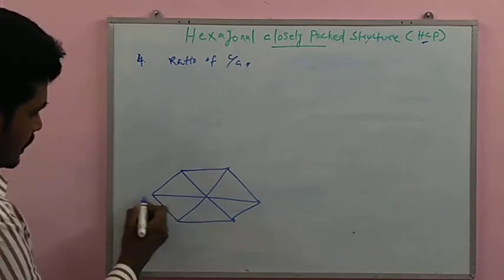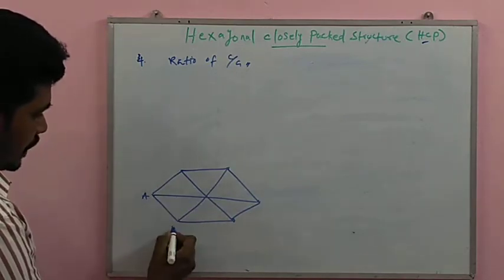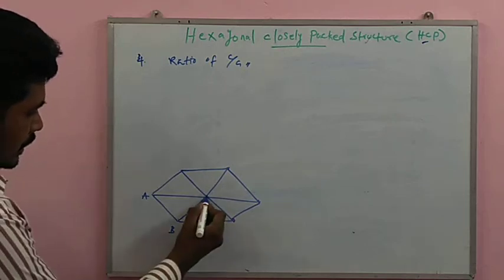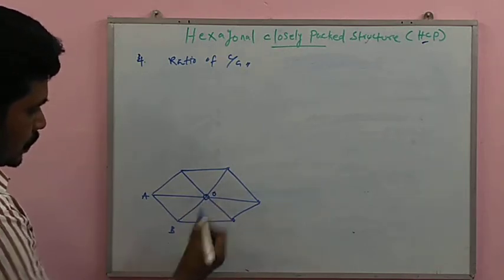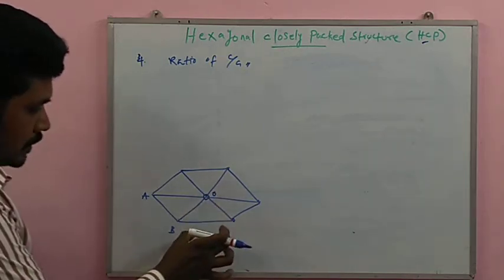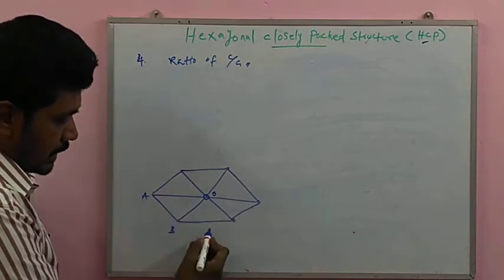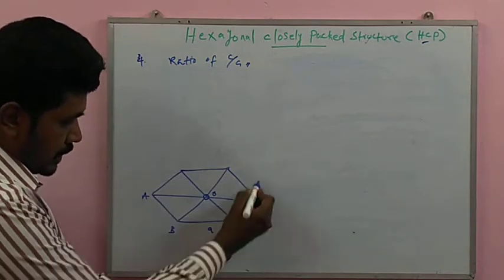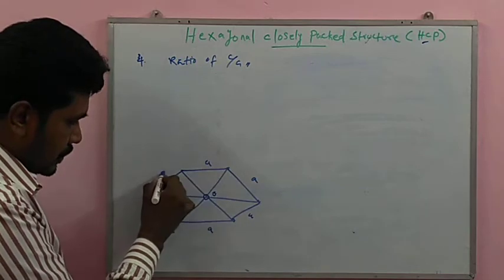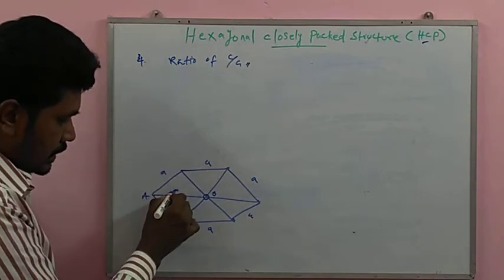Like this, the distance value is A, then B values. The center axis is O. You know that each side is equal to A, the lattice constant. That is the value of the lattice constant, including this one, also the lattice constant.